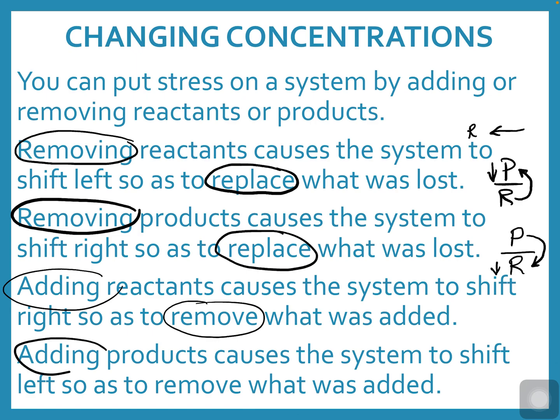And if we add products, then we're going to want to remove part of what was added by making reactants. So when we remove, we shift towards the side where we removed from to replace. When we add, we shift away from the side that was added to remove part of what was added, to counteract that change.